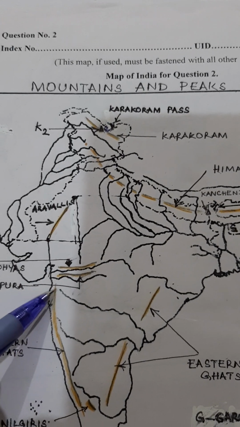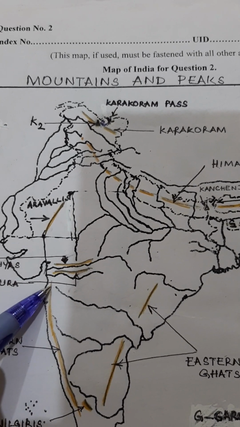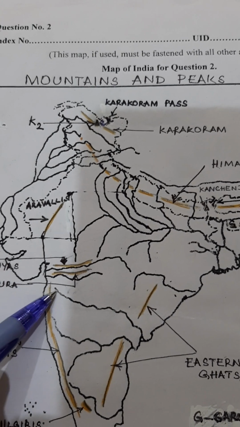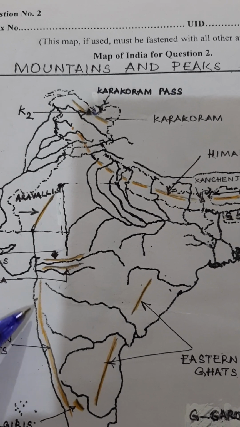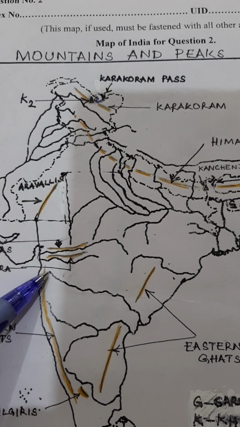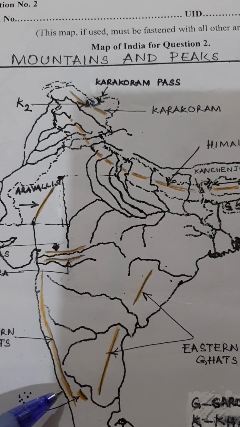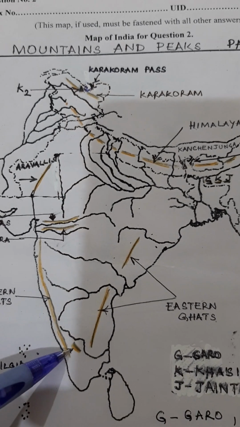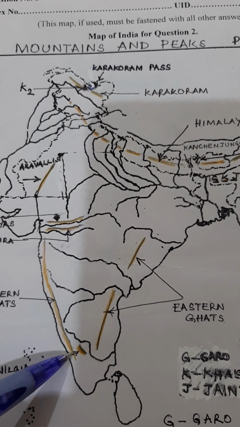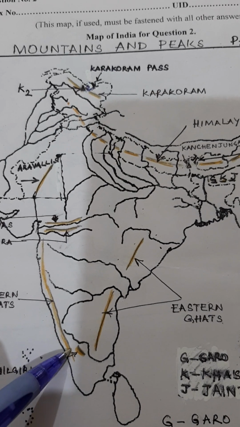Next we mark Western Ghats. So just notice from where the Western Ghats are starting. So almost from where river Godavari ends. So from here, these are Western Ghats, and the extent of Western Ghats in the south is up to the Nilgiris. So these are Nilgiri mountains, right?